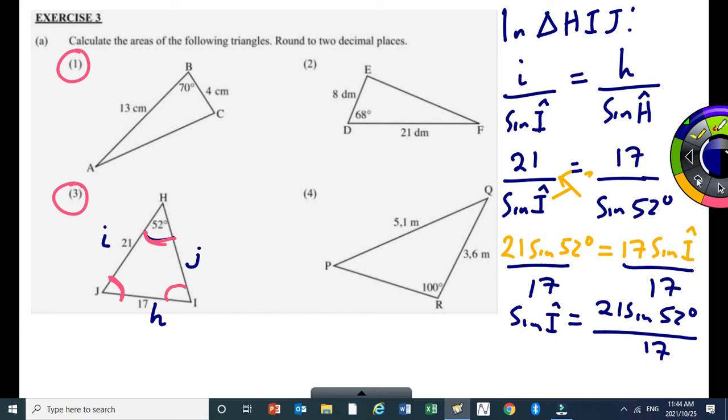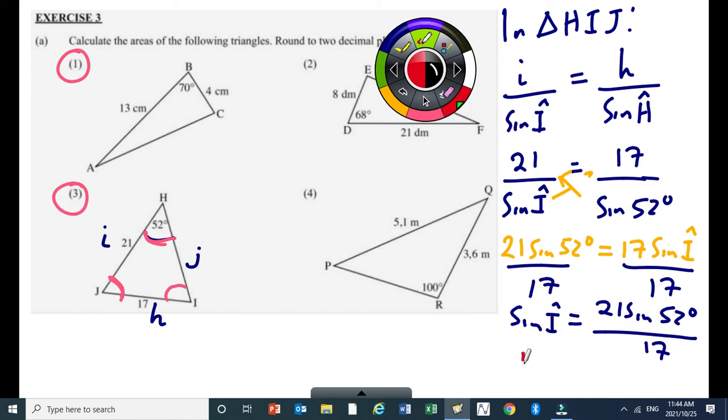So this is very interesting now. This becomes angle I is going to be shift sine of 21 sine 52 degrees over 17. Instead of converting 21 sine 52 over 17 to a decimal, since my calculator can incorporate everything, let me calculate my angle and put my ratio as 21 sine 52 over 17. You can put that in the calculator and round it off to 2 decimal places. Straight away you get your angle. Can you do that, please?